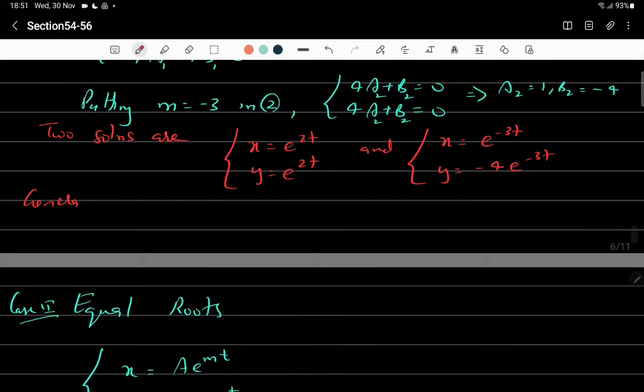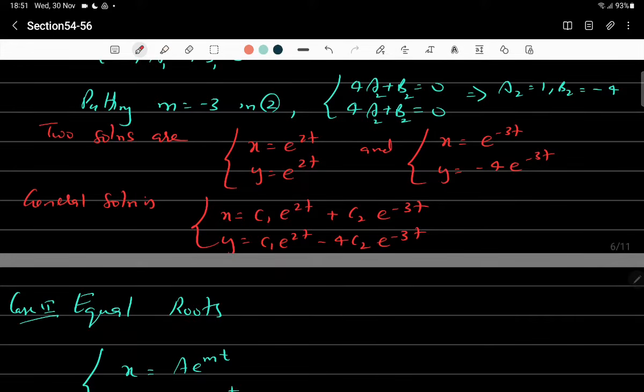It means the general solution is x is equal to c1 e raised to the power 2t plus c2 e raised to the power minus 3t, and similarly y is equal to c1 e raised to the power 2t plus, instead of plus, minus 4 would come, so minus 4 c2 e raised to the power minus 3t. The only important observation here is that you don't merge minus 4 into c2.